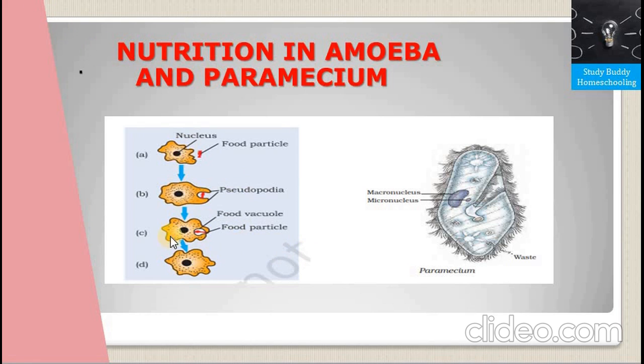So it's a single cell that performs the function of taking in the food, digesting the food, assimilating the food, as well as in the egestion of the waste materials. This is Holozoic nutrition. Next we have Paramecium, which is a slipper shaped single cell microorganism.